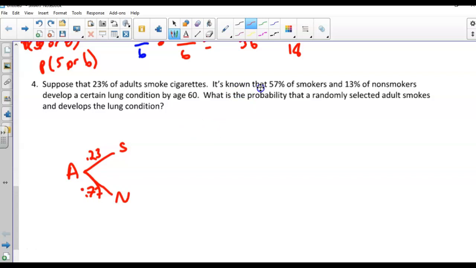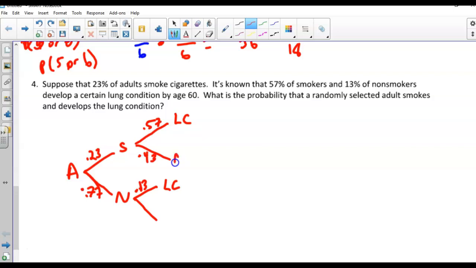Now it says it's known that 57% of smokers and 13% of non-smokers develop lung conditions by the age of 60. So of the smokers, 57% have a lung condition, and of the non-smokers, 13% have a lung condition. So of this 57, remember each one of these is supposed to be 100%, so if this is 57, this is 43.